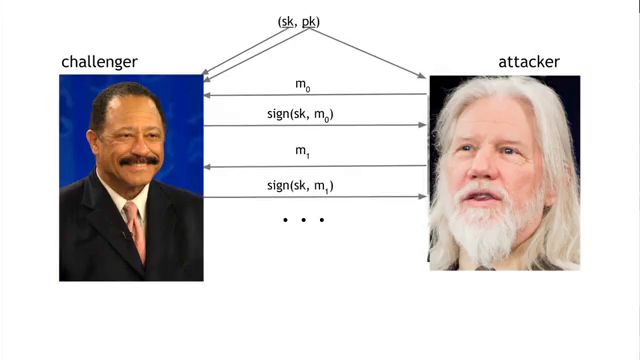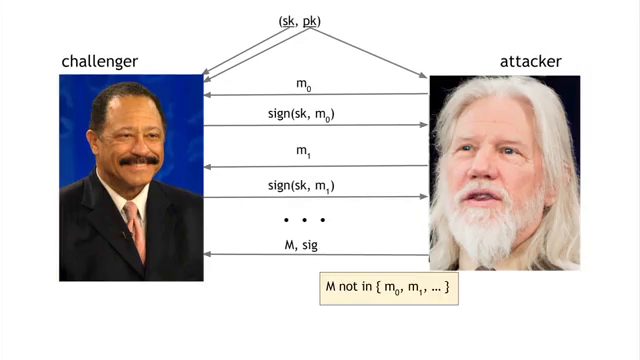Once the attacker is satisfied that he's seen enough signatures, and we're going to let him see only a plausible number, then he's going to pick some message M that he wants to forge a signature on, and he's going to try to forge a signature. And of course, there's a rule that says that this M, this message that he's trying to forge a signature on, isn't one of the messages that he's already seen. Because it would be really easy for him to send over a valid signature on M0.